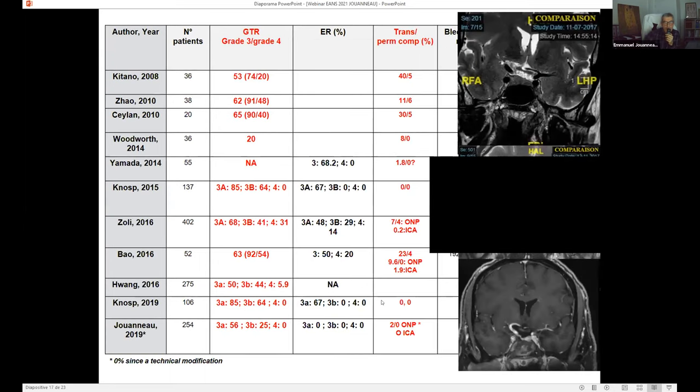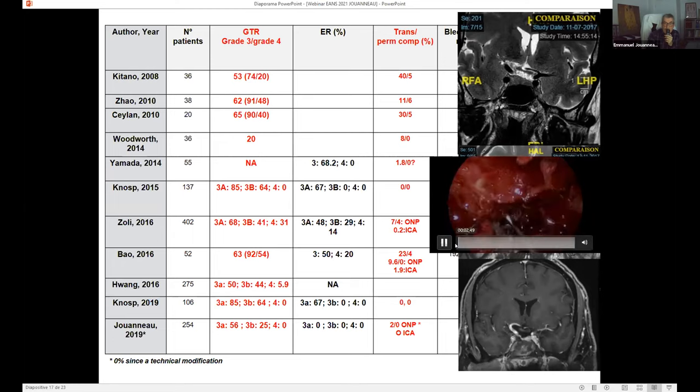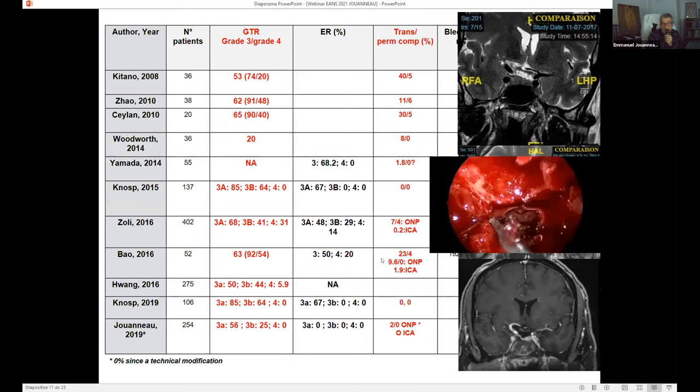And you have to be aware also that even when you start to walk lateral to the carotid, you will take risk with the optic nerve, and you will have optic nerve palsy, sometimes transitory or permanent optic nerve palsy, and you will start dealing with vascular problems to the ICA for sure. It's rare, but it can happen when you turn around the carotid.